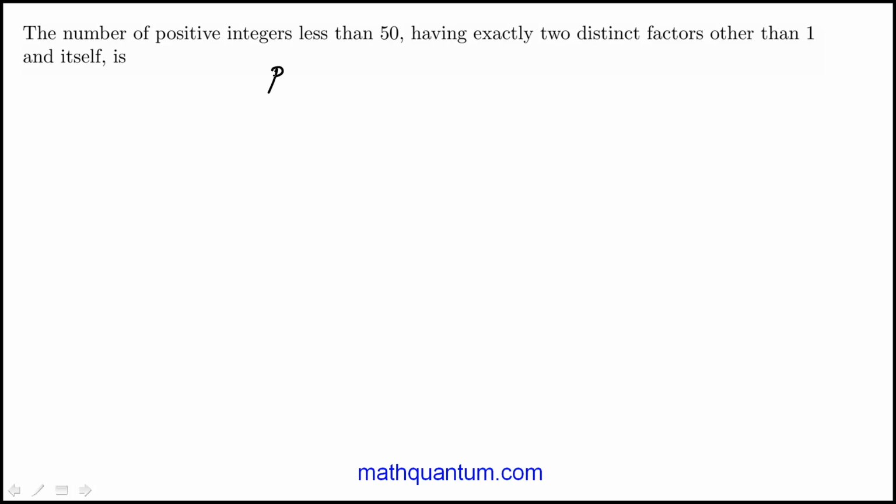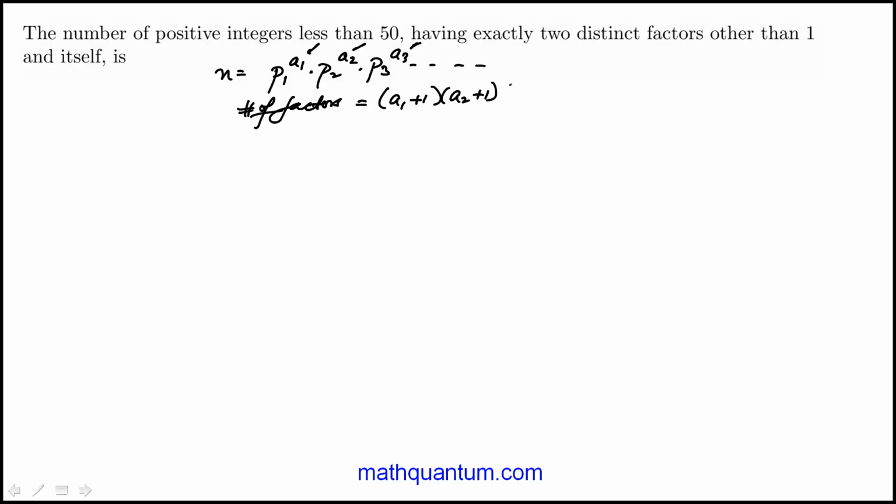So the underlying concept in this question is that if you have a number that has this prime factorization, meaning some prime number to the power of a1, a2, so this is a general representation, then the total number of factors, inclusive of 1 and the number itself, is just whatever these powers are. You add 1 to each and keep multiplying. I won't go over where that comes from, but that's an important result.